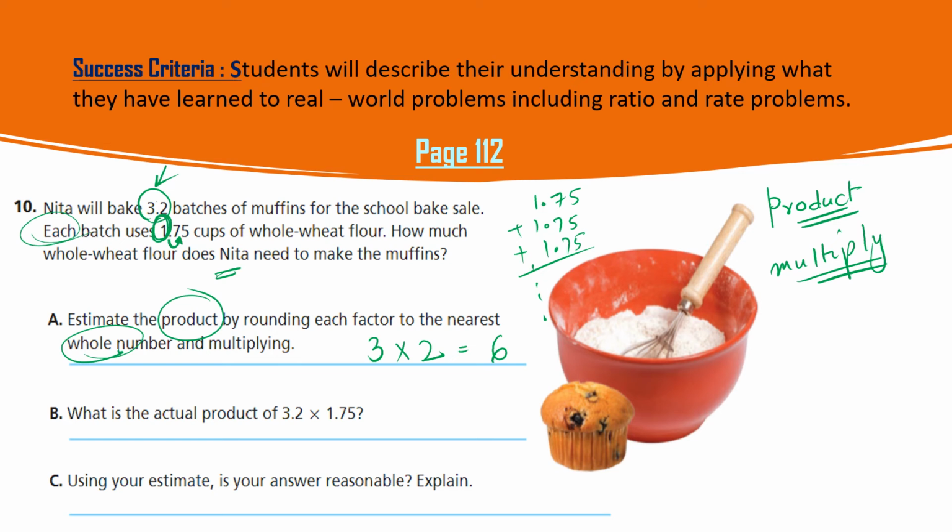Now what is the actual product? You know how to multiply. 3.2 times 1.75. Okay, let's try to multiply. First 5 times 2, 10, 0 down, 1 up. 5 times 3, 15, 15 plus 1, 16. Now finish the first digit. Now multiply with the second digit. When you start multiplying the second digit, first we put the 0. Multiply 7 times 2, 14, 4 down, 1 up. 7 times 3, 21, 21 plus 1, 22.